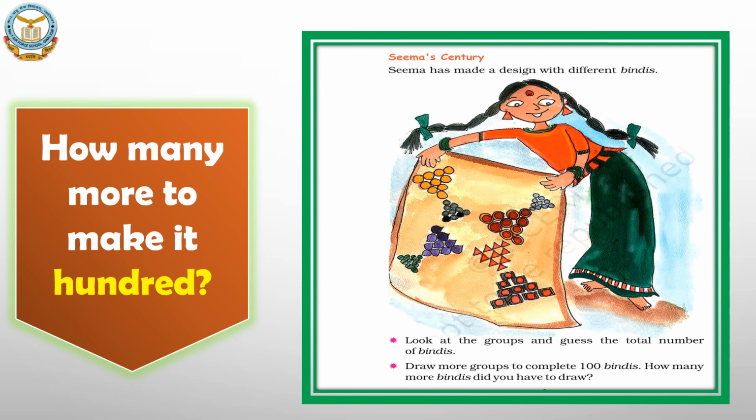So how many more bindis did Seema need? Seema needed 2 groups of tens, that is 20. That is the way we complete our century. Isn't it interesting? So keep learning, keep practicing.